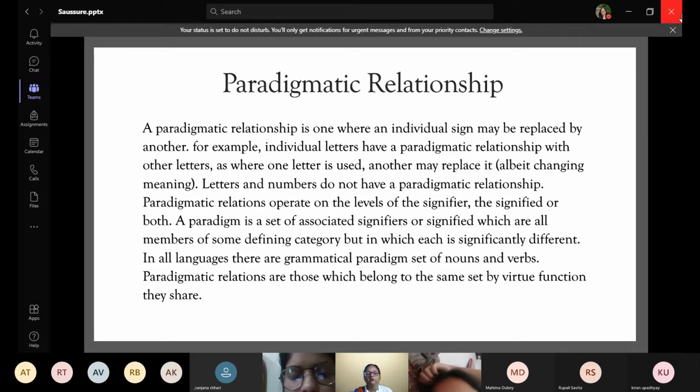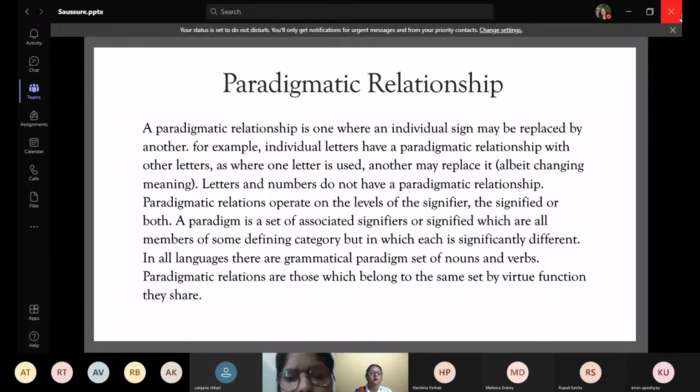जब एक लेटर को दूसरे से replace करते हैं, जैसे cat sat on the mat, मीता sat on the mat, तो cat और मीता, है ना, तो मीनिंग चेंज हो गई, बट दे कैन बी रिप्लेस्ड. लेकिन लेटर्स और नंबर्स do not have paradigmatic relationship. Paradigmatic relationship operates on the levels of signifier, signified, or both. Paradigm is a set of associated signifier, signified, which are all members of some defining characteristic.